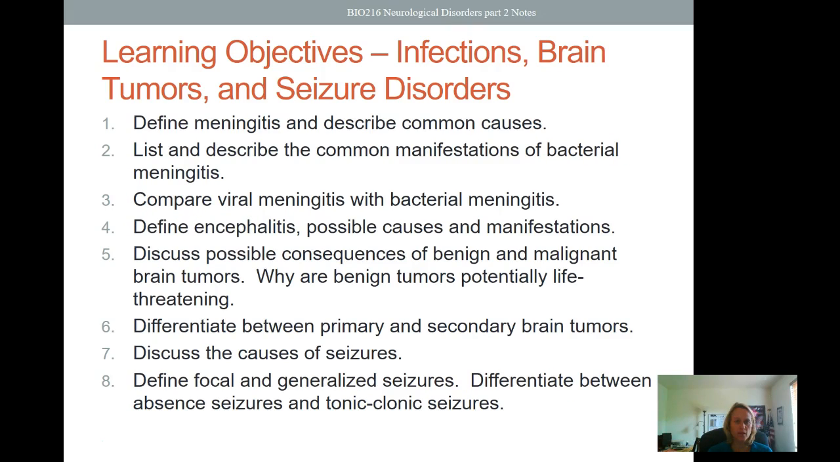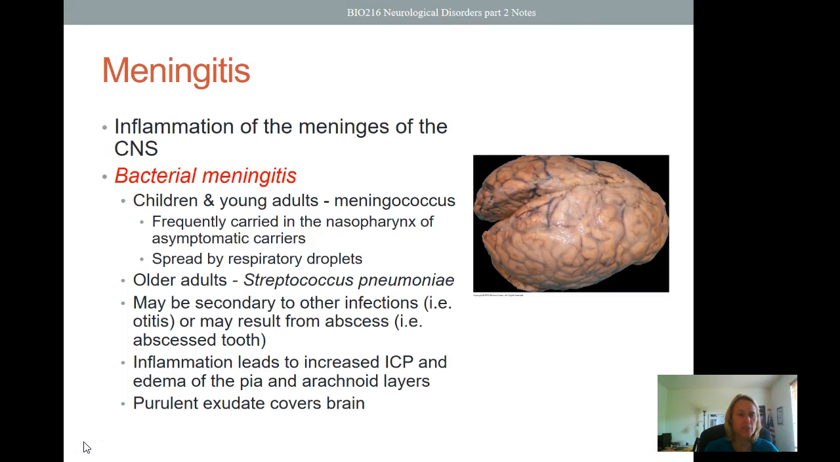Okay, let's move on to infections, brain tumors, and seizure disorders. Meningitis refers to inflammation of the meninges of the central nervous system. Bacterial meningitis in children and young adults is usually caused by meningococcus, which is frequently carried in the nasopharynx of asymptomatic carriers and is spread by respiratory droplets. In older adults, it is usually caused by Streptococcus pneumoniae.